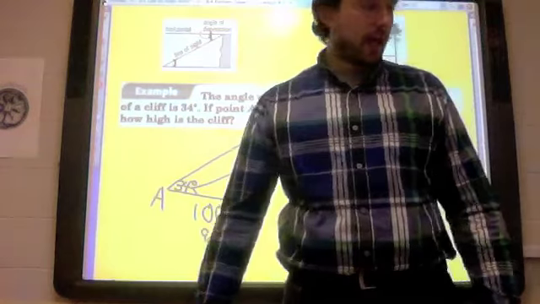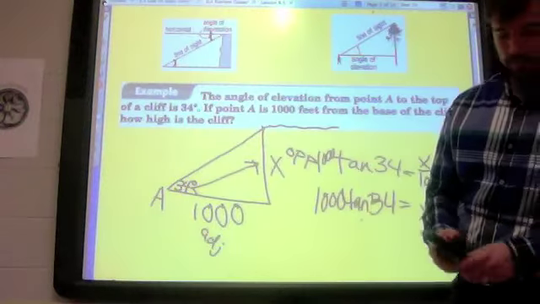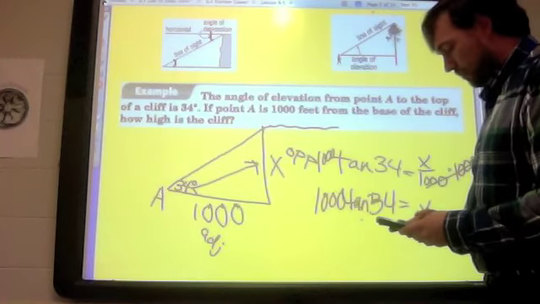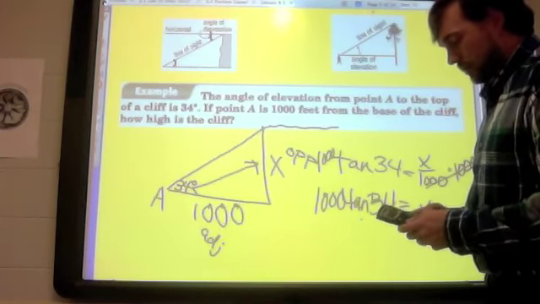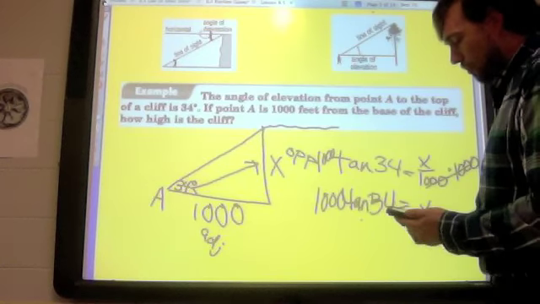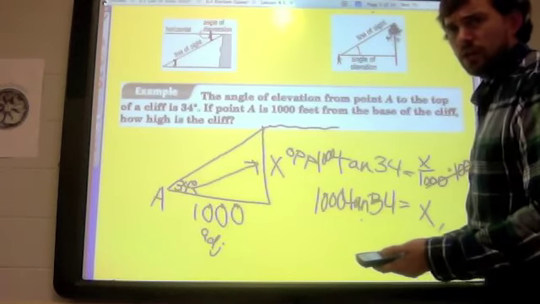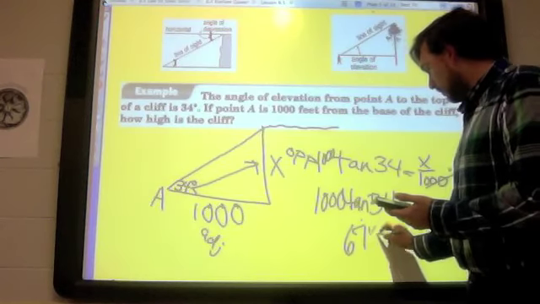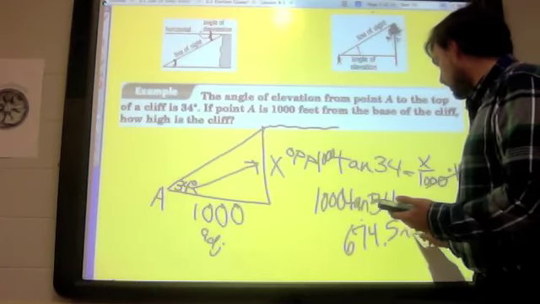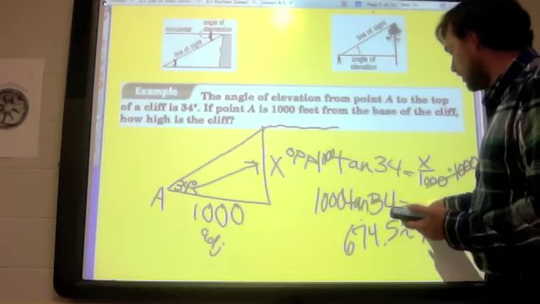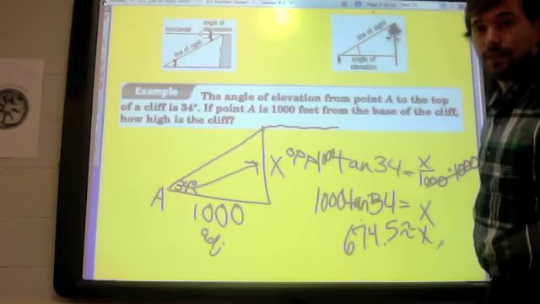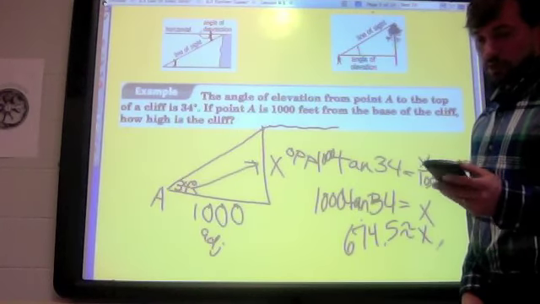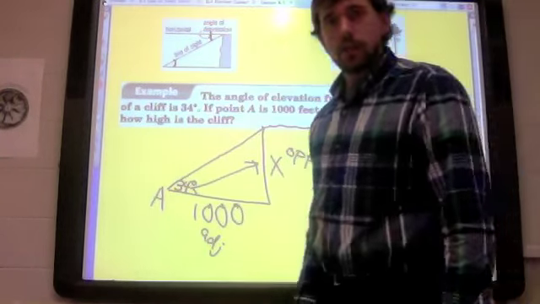Get my handy dandy calculator. 1,000 tan 34 equals 674.5. That's so large, but it's right. 674.5 is approximately x. Notice it's not equal, it's approximately. I'm just saying, you got to do it right. There it is. Let's go to the next one.